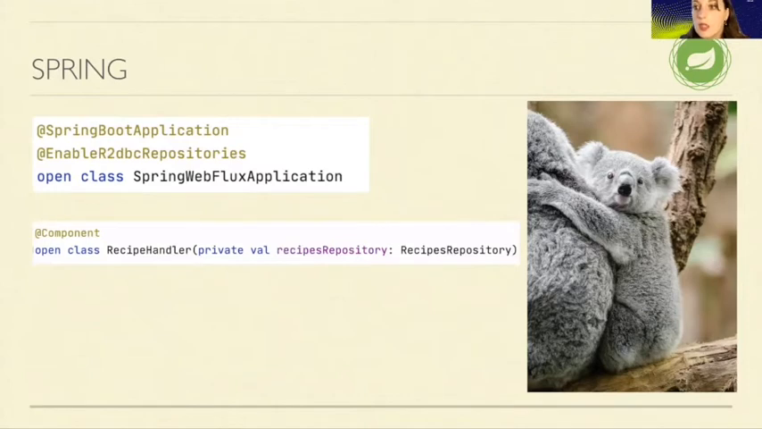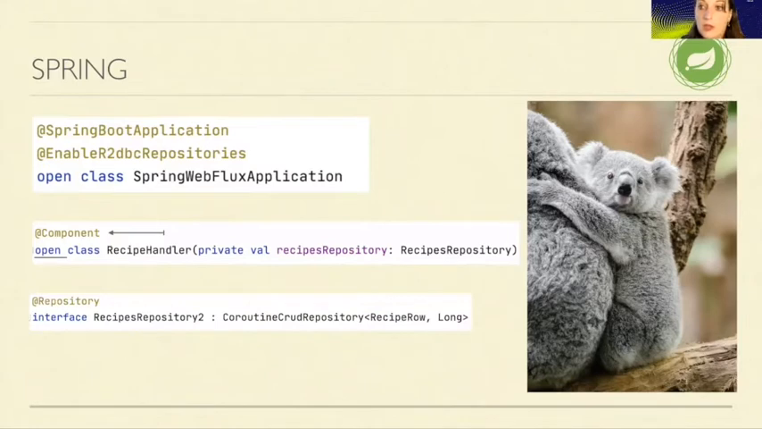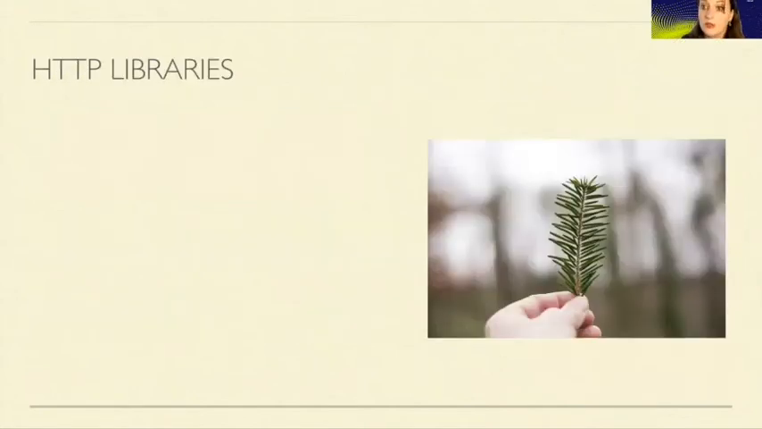I can then declare my beans as being open and being a simple component using the component annotation. But I can also use some much more documenting annotations such as repository, which indicates it's just a database repository class, or interface in that case.